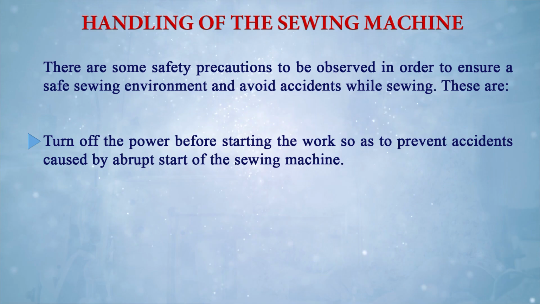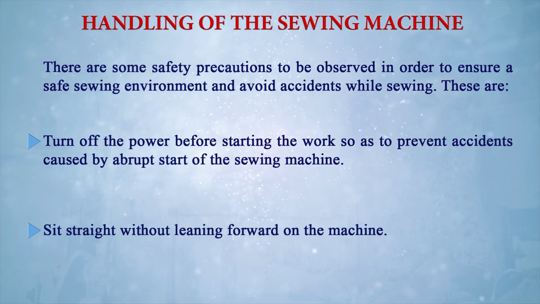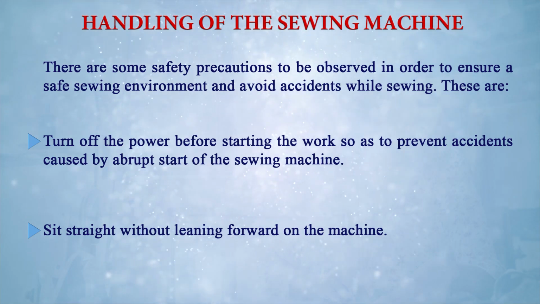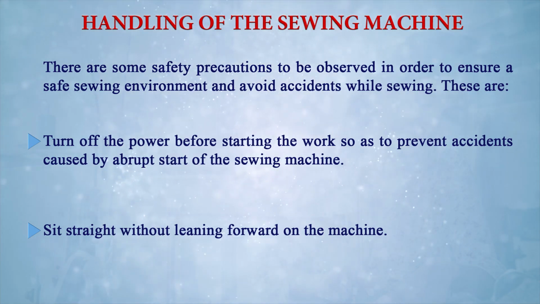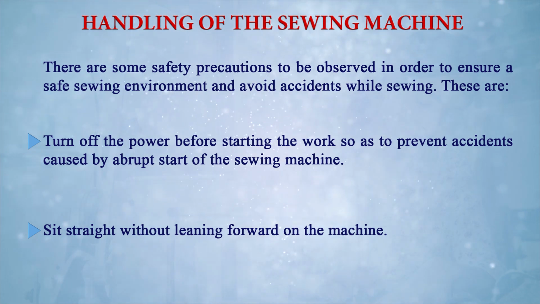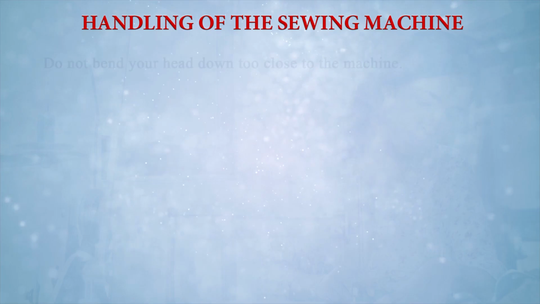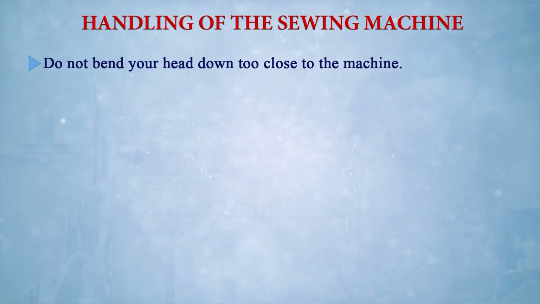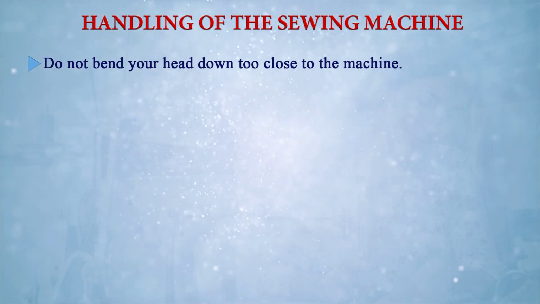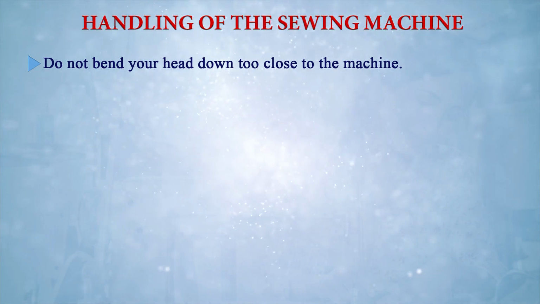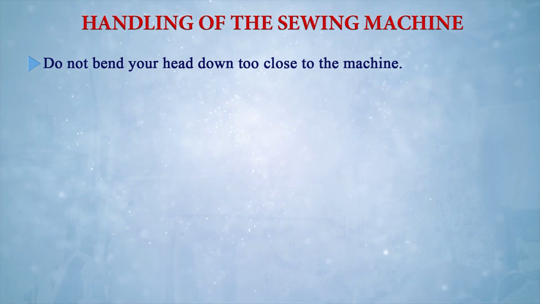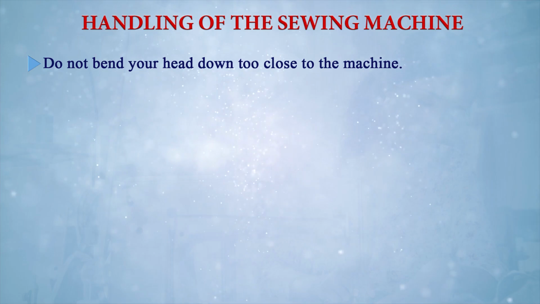So the first important thing you have to keep in your mind is that you have to turn off the power before starting. Then just sit straight without leaning towards the machine. If your machine is kept on a table, sit straight and don't lean towards the machine. Then do not bend your head down or too close to the machine. Generally we don't go too close to the machine, or put our head down towards the machine.